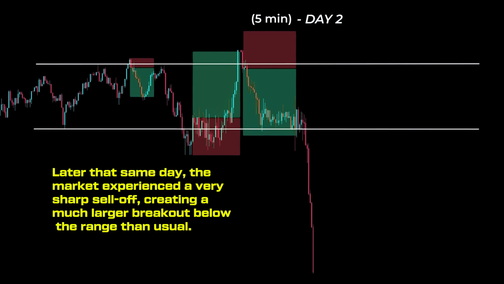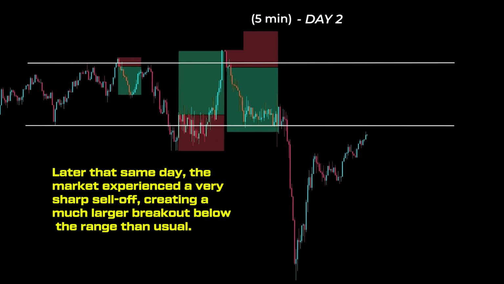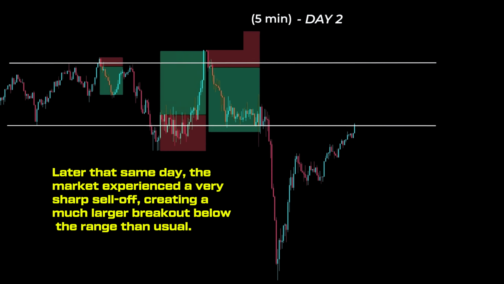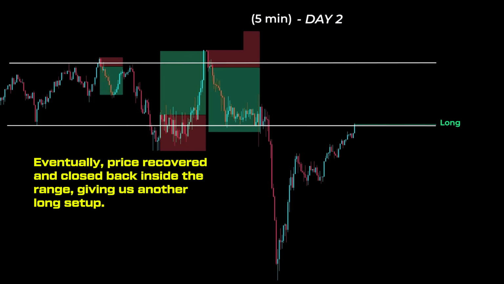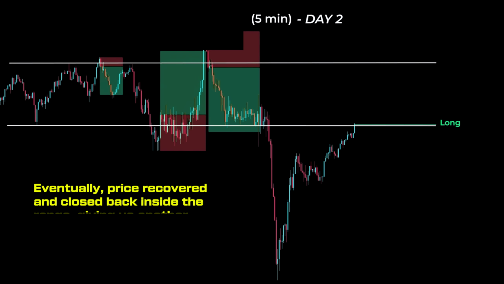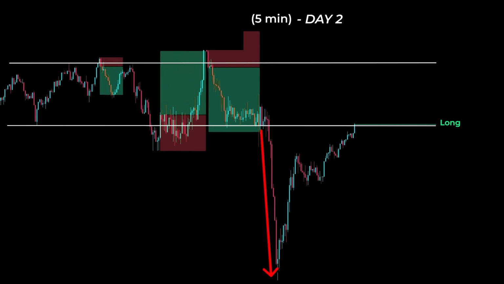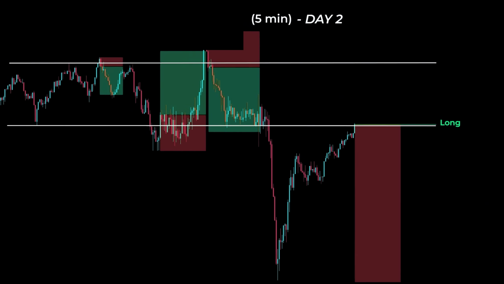Later that same day, the market experienced a very sharp sell-off, creating a much larger breakout below the range than usual. Eventually, price recovered and closed back inside the range, giving us another long setup. But here's the thing with this setup. The breakout was quite huge, which means if we were to place a stop loss at the low, it would be a very large stop loss.